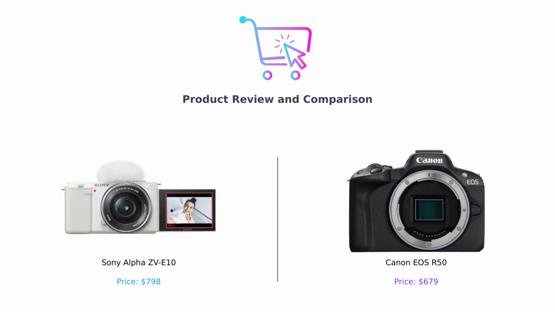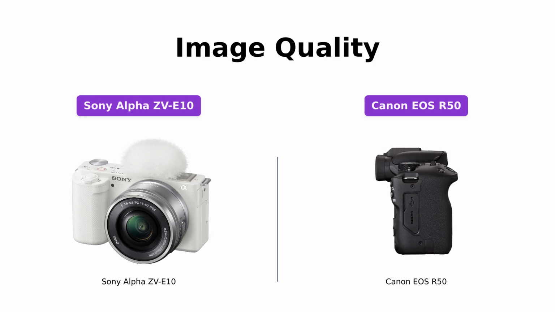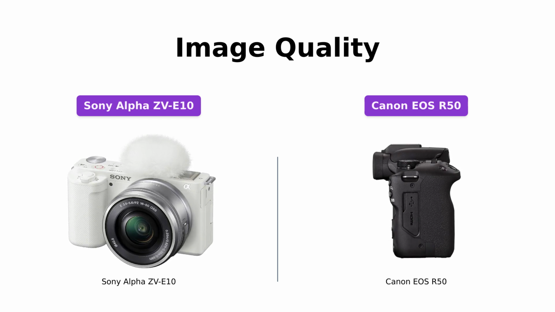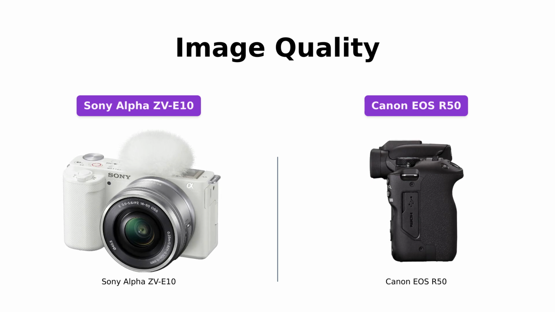Let's get started. Both cameras offer exceptional image quality with their large sensors and advanced processors. The Sony Alpha ZV-E10 sports a large 24.2 MP APS-C Exmor CMOS sensor, providing sharp and detailed images. On the other hand, the Canon EOS R50 features a 24.2 megapixel CMOS APS-C sensor with Digic X processor, delivering stunning results. Whether you choose Sony or Canon, you can expect outstanding image quality for your photography needs.